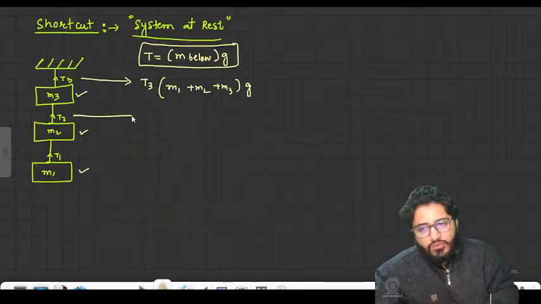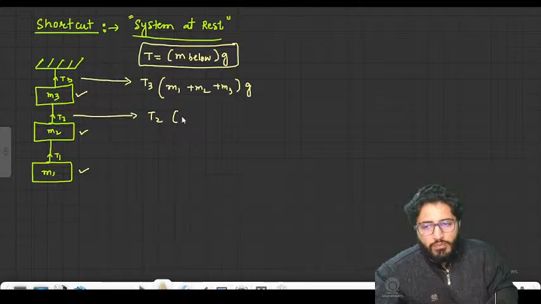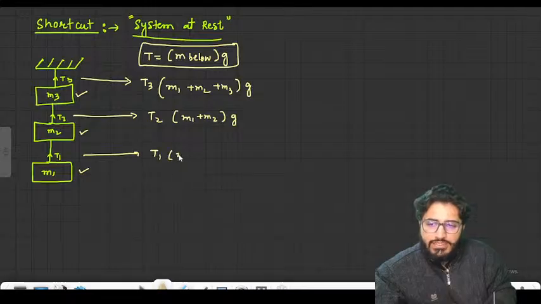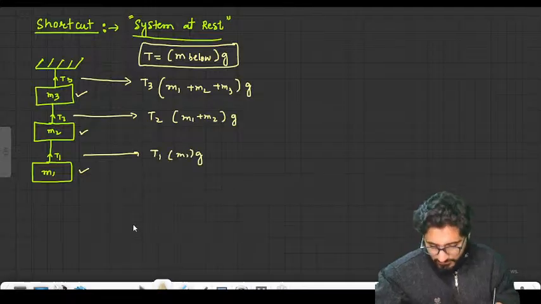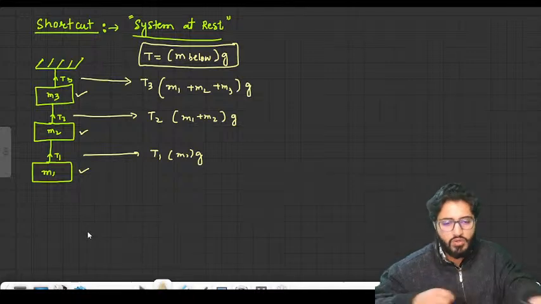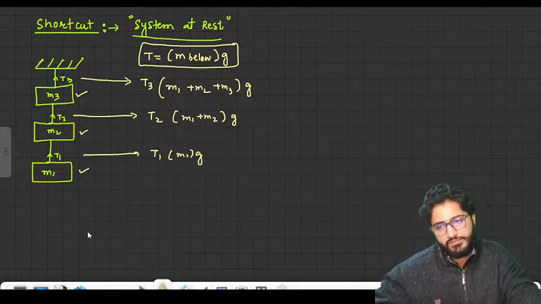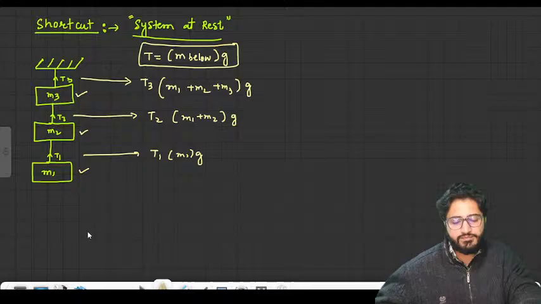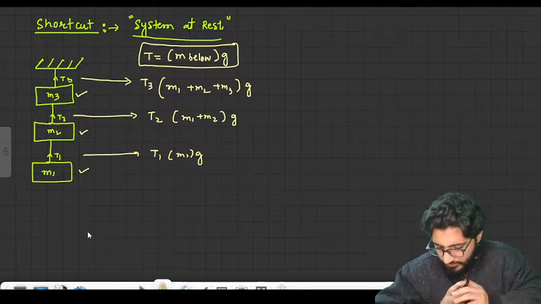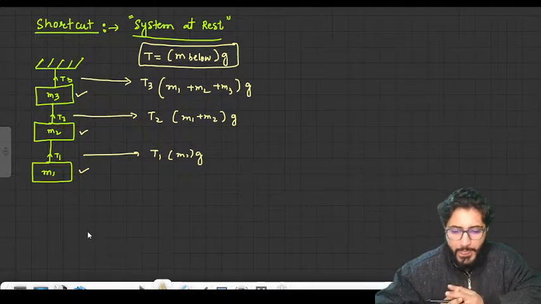I can write T2. The mass below is M1 plus M2, into G. T1: the mass below is M1 into G only. This is how we can do it. Easy or super easy?